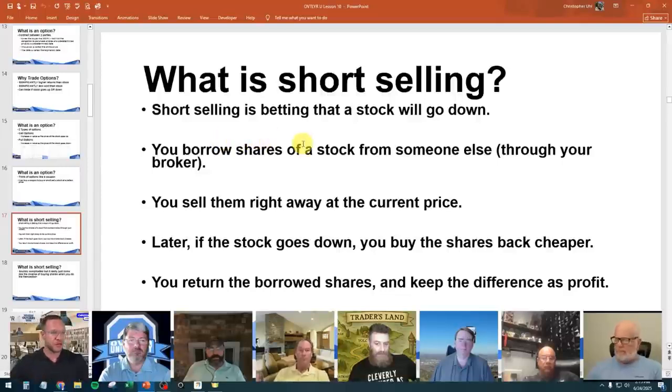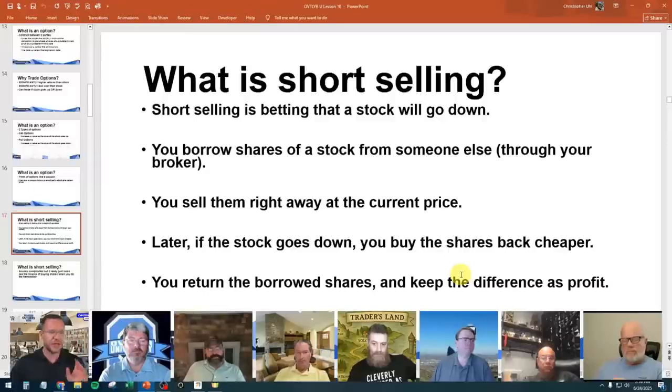You borrow shares of a stock from someone else through your broker, right? It's basically the opposite of buying. When you are doing the transaction, it feels like the opposite of buying, but here's the back end of it. You're borrowing shares from someone else through your broker. You sell them right away at the current price. Later, if the stock goes down, you buy the shares back cheaper, and you return the borrowed shares and keep the difference as profit. Like I say, deep finance theory.